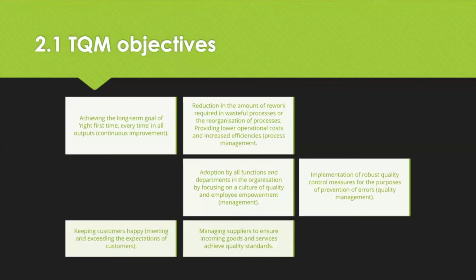So the key objectives you can see on the screen are to achieve the long-term goal of right first time every time and continuous improvement. You've got the reduction of the amount of reworks required in wasteful processes or reorganisation of processes, and providing lower operational costs and increased efficiencies. Implementation of robust quality control measures for the purpose of prevention of errors. Adoption by all functions and departments, focusing on a culture of quality and employee empowerment. Keeping customers happy and managing suppliers to ensure that anything coming in meets your quality standards.